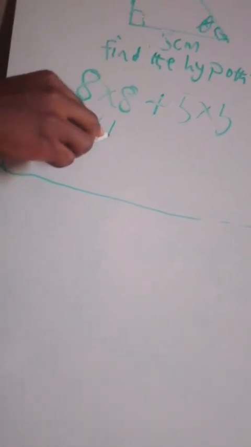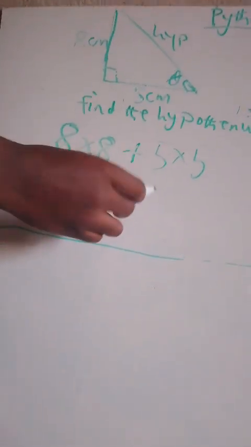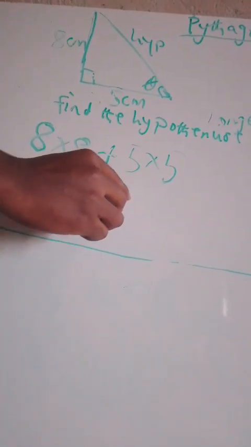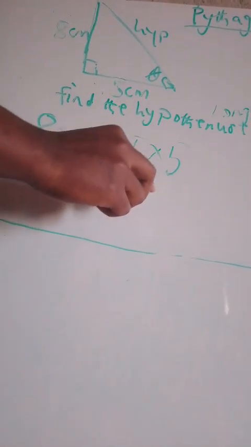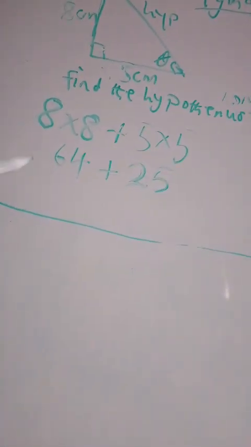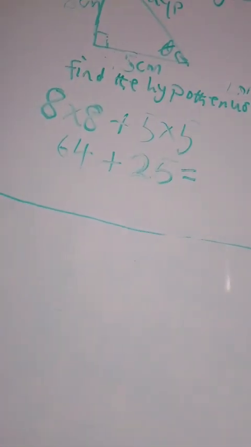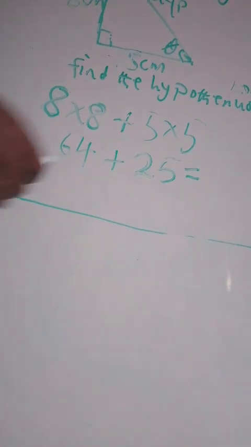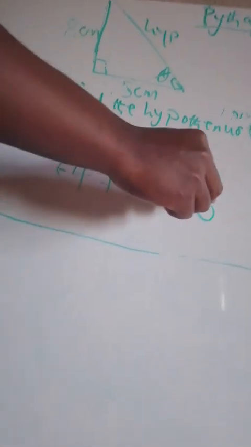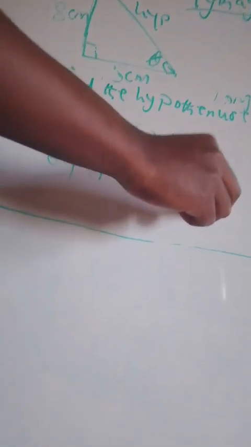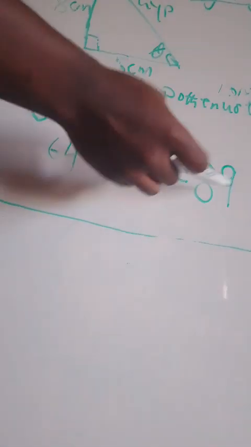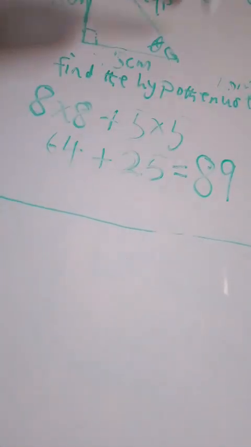So you now check: 8 times 8 is 64. Plus 5 times 5 is 25. Then use your calculator to add it together. 64 plus 25, we have 89. But this is not the final answer because we still have to find the square root.